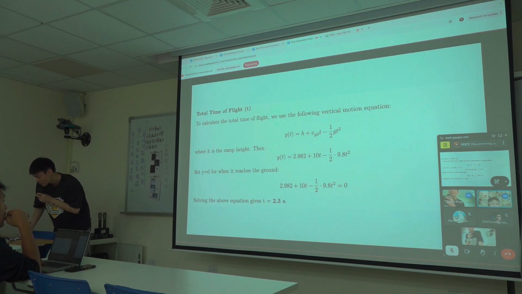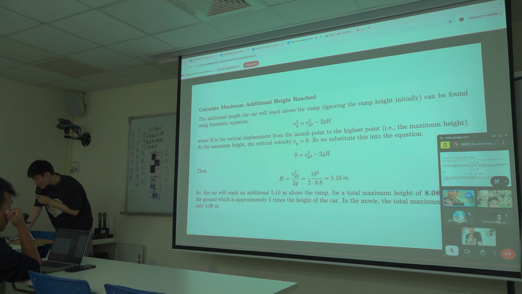Why is it a mistake? Because the actual height should be 8.08 meters, but in the movie it was only 4.98 meters in the total height reached. The car performed a projectile motion, and when it reached the highest point, it should be 8.08 meters, but in the movie it only reached 4.98 meters.